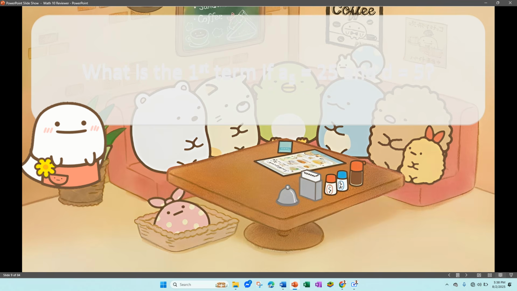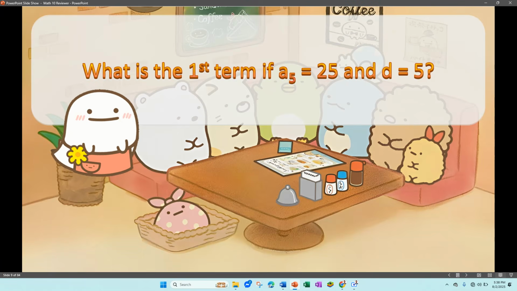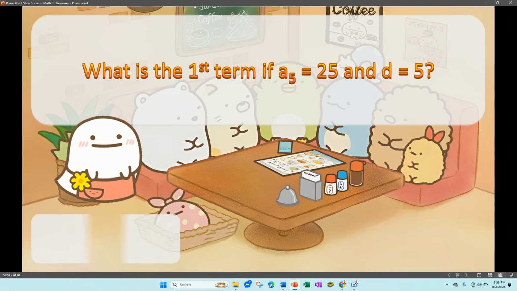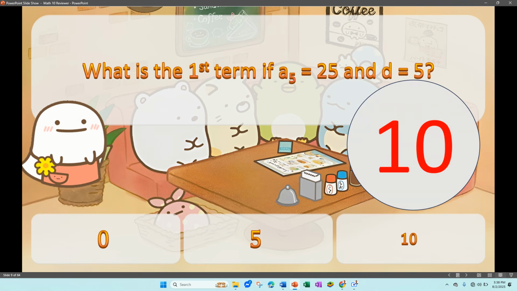Next question. What is the first term if the fifth term is equal to 25 and the common difference is 5? 0, 5, or 10? 10 seconds, go.